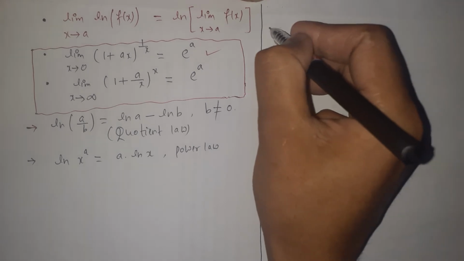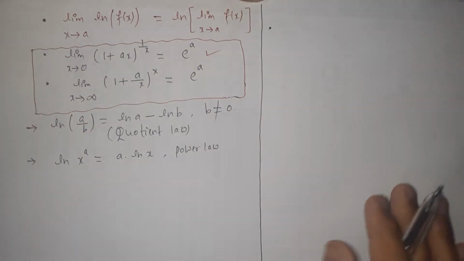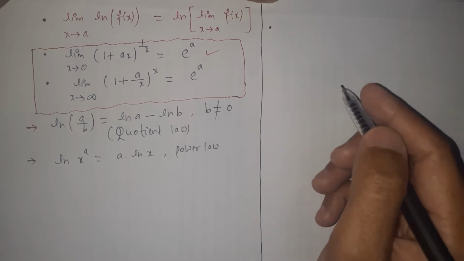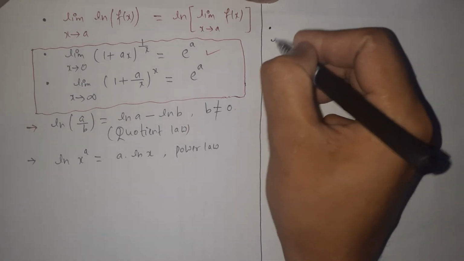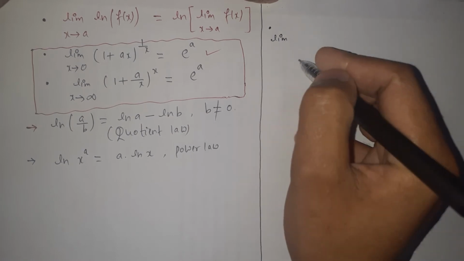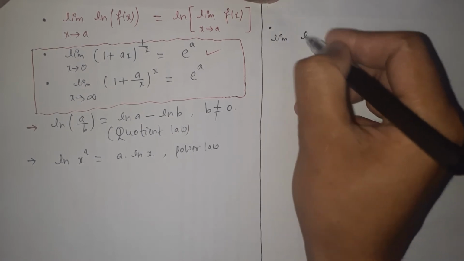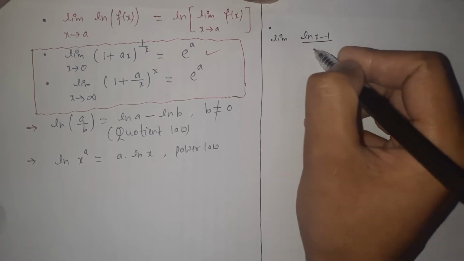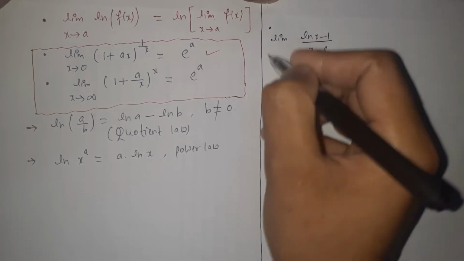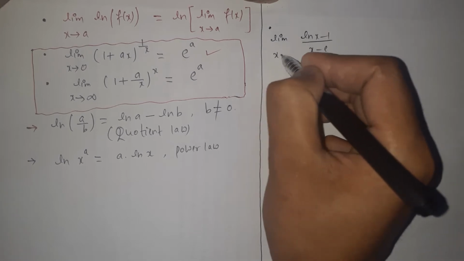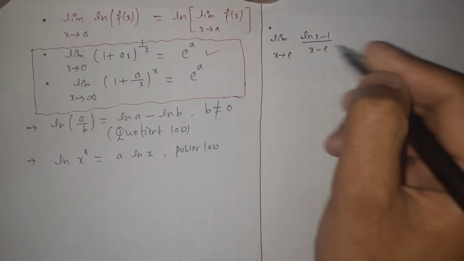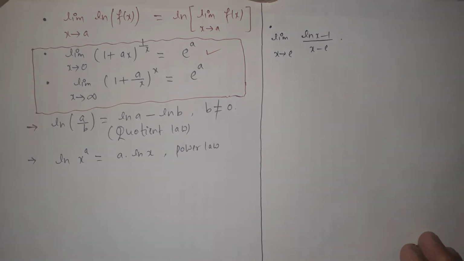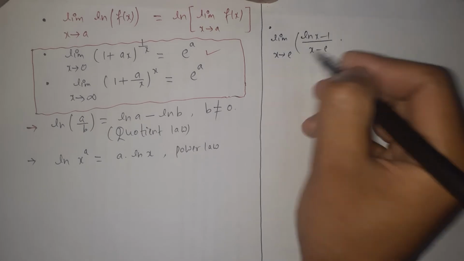Let's solve a particular problem related to these formulas and properties. The problem is to find the limit of a function. The function is given here: ln x minus ln x minus 1 over x minus e, where the variable x approaches a number e, and e is the Euler number. Here we are going to evaluate the limit of this given function.